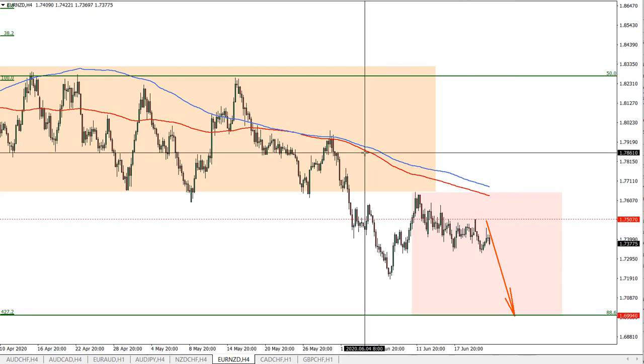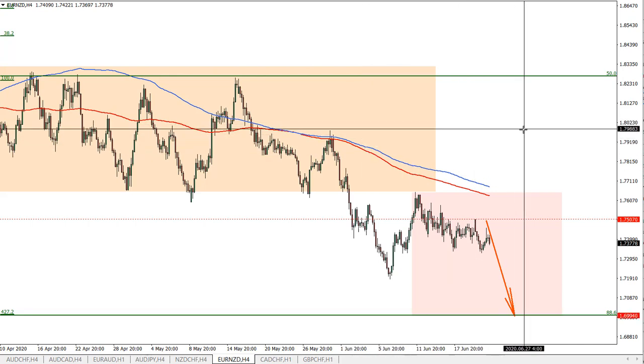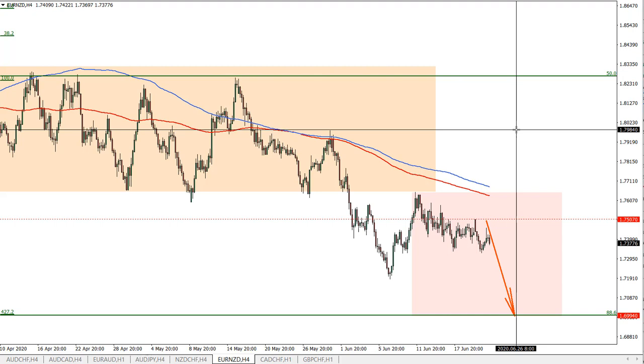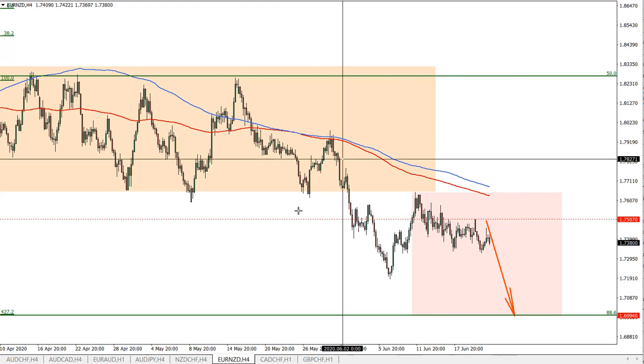Potentially the strongest move on all pairs will be tomorrow. I think it will be the moving day, because usually Wednesday is either a strong consolidation day or a strong moving day. Considering that last week it was a consolidation day, this week it should be the moving day, and we might see all Wednesday a very strong trend.